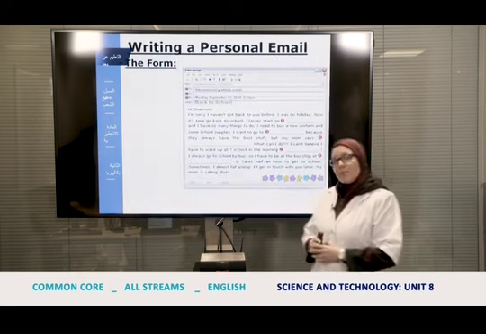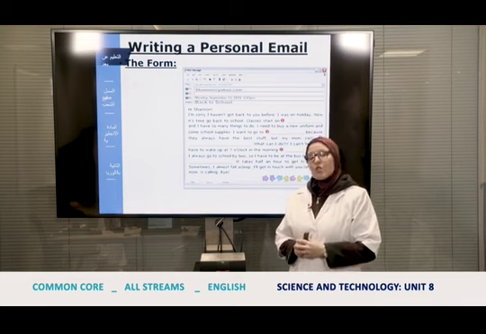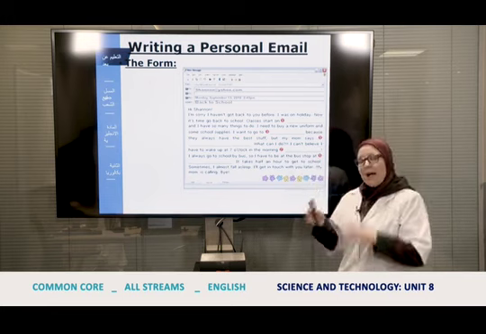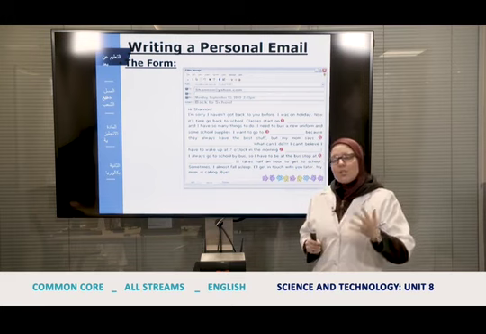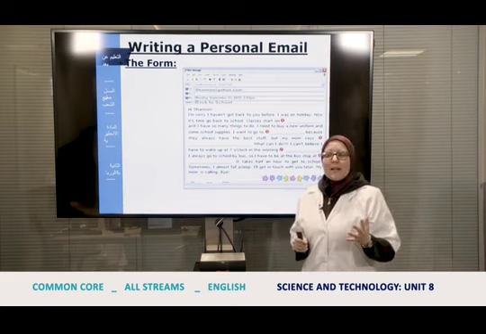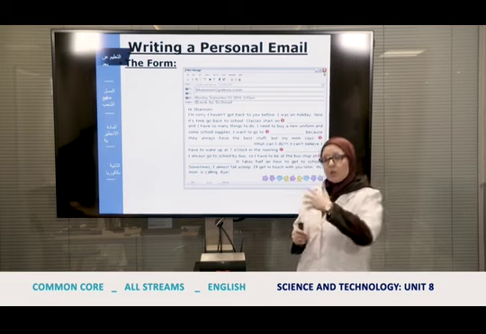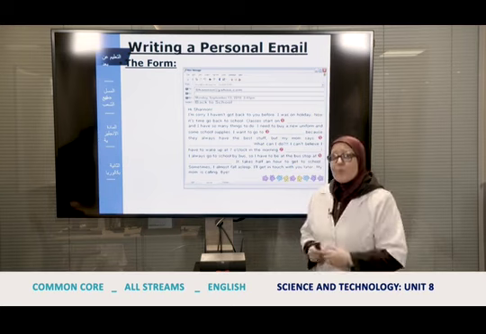So, for the writing today, that is part of Unit 8, which is concerned about science and technology, we're going to see how to write a complete email. Of course, now you know, with the advance of technology nowadays, people rarely write letters, and instead they prefer to write emails in order to communicate with one another. It's easier, it's more practical.